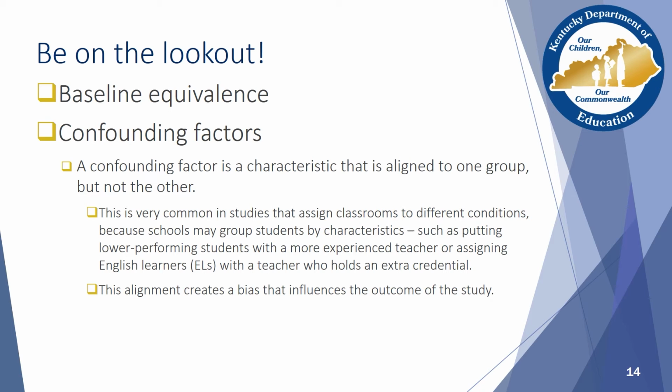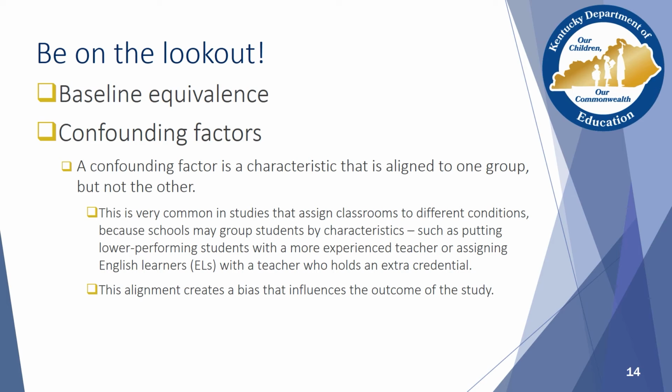Quasi-experimental studies are also heavily prone to confounding factors. A confounding factor is a characteristic that is aligned to one group but not the other. This is very common in studies that assign classrooms to different conditions, because schools may group students by characteristics, such as putting lower performing students with a more experienced teacher, or assigning English learners with a teacher who holds an extra credential. This alignment creates a bias that influences the outcome of the study.